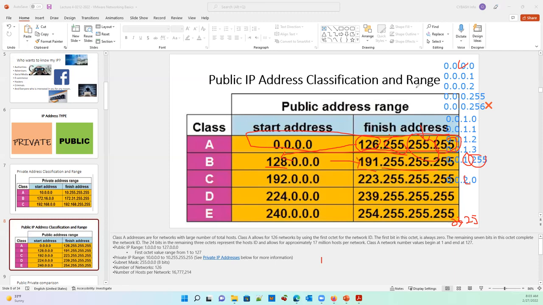And then the same thing happens: it starts with 128 instead of 0, and then follows the same sequence all the way to 191.255.255.255. And this is how it works. So just understand, you have a sequence like this.